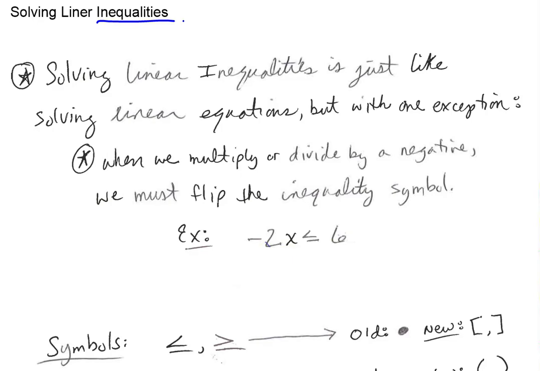We're going to say that solving linear inequalities is just like solving linear equations, but with one main exception. So we've been doing linear equations so far with just getting variables alone to solve an equation. Well, here's the exception when we're doing linear inequalities. When we multiply or divide by a negative, we must flip the inequality symbol.